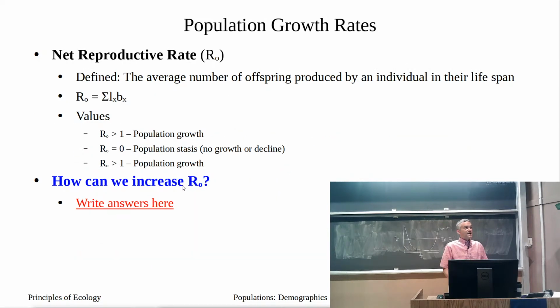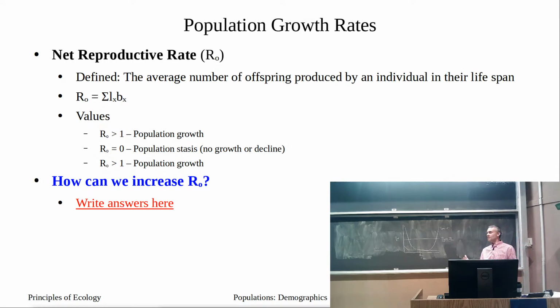So once we have that LX-BX column, what we do is add them all up, because this is our realized reproduction for each individual, for each age category. And then when we add them up, that gives us basically our realized reproduction for the entire population. Now this realized reproduction for that entire population has a name, and it's called net reproductive rate. This is R naught, R sub 0.